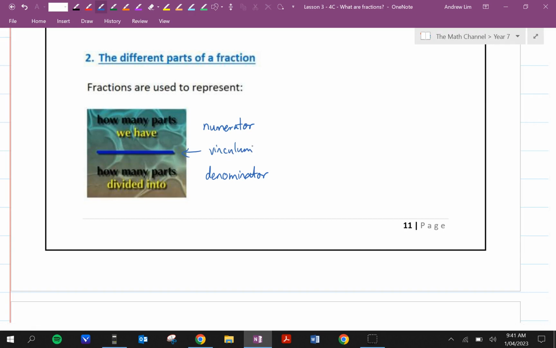Now, how do we remember what these are called? You don't really need to remember the name of the vinculum, but it's really important you know the difference between the numerator and the denominator. I memorize the denominator as being at the bottom because of that letter D for down. So I like to think of the denominator as down at the bottom of the fraction.